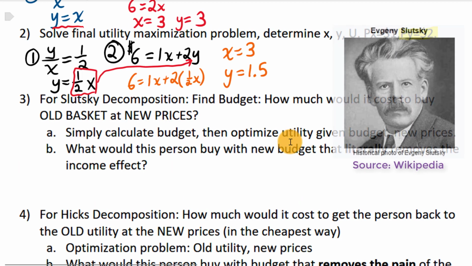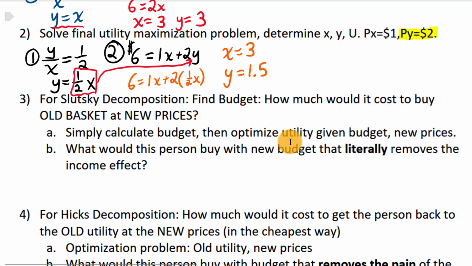Yevgeny Slutsky, when he wanted to illustrate his equation that breaks changes in purchasing into the income and substitution effects for a discrete change in price like this, from $1 to $2 for the price of Y, Slutsky said, okay, in order to get rid of the income effect, let's just give this person enough money so that they could buy their old basket at the new prices. And so Slutsky said, find the budget. How much would it cost to buy the old basket at the new prices?